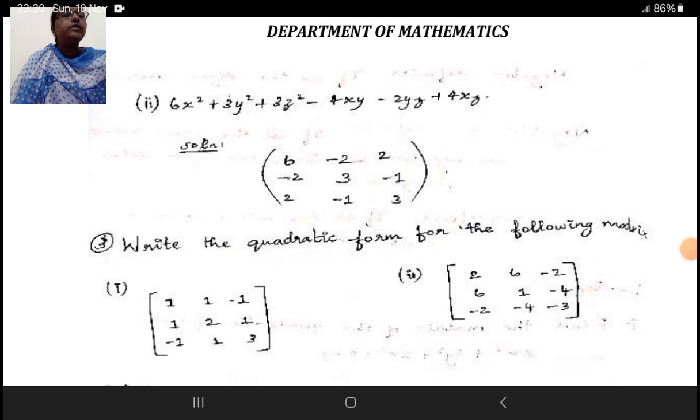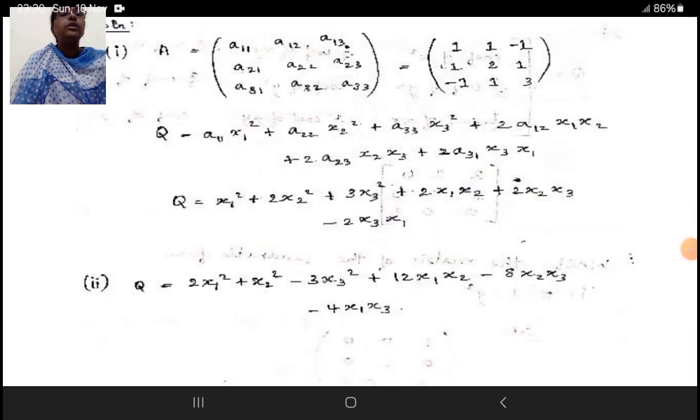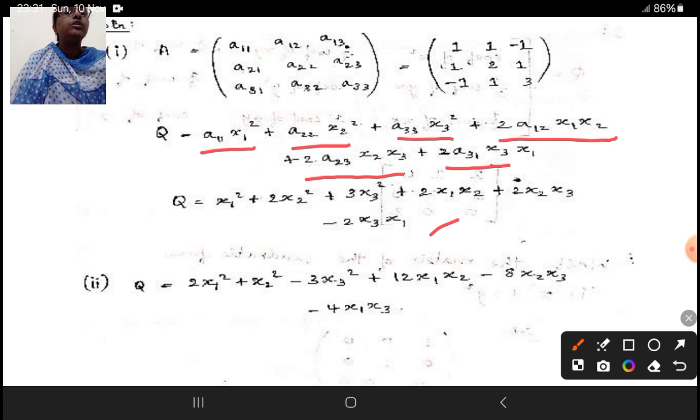Now we check the next one. Similarly, if the matrix is already given, we can convert it into quadratic form, which is also possible. For this we use the formula: a11 x1 square plus a22 x2 square plus a33 x3 square plus 2a12 x1 x2 plus 2a23 x2 x3 plus 2a31 x3 x1. This formula we already discussed.